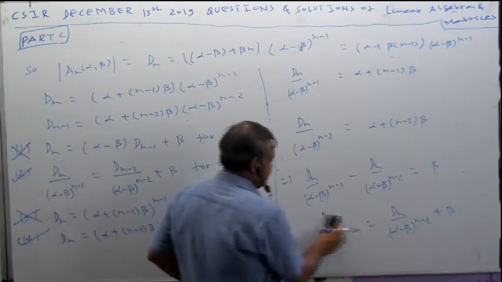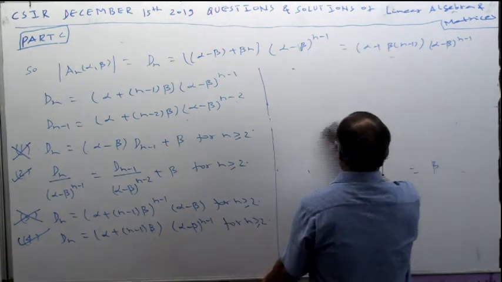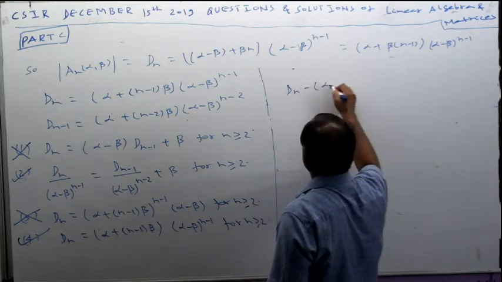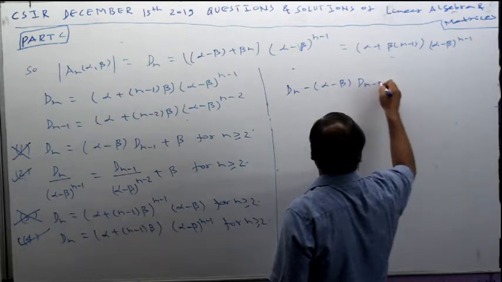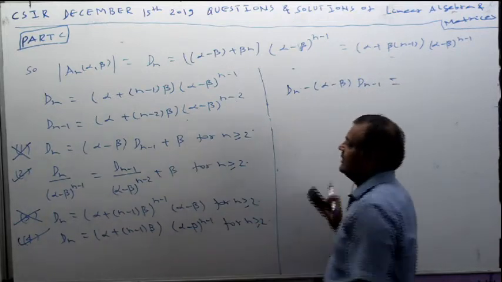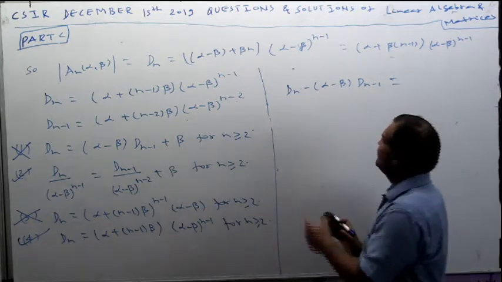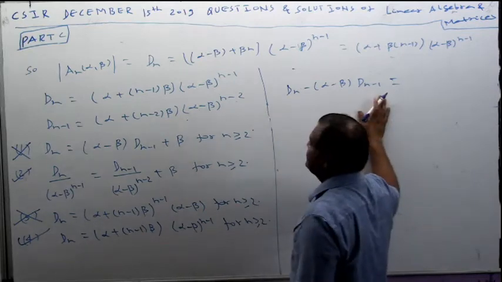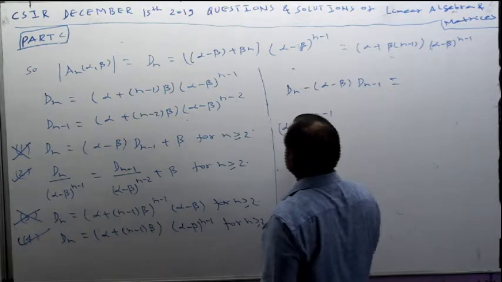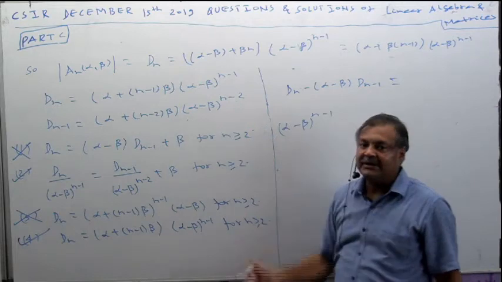If you are interested, let me write. Second is okay. First, before cancelling, I am writing that dn minus alpha minus beta times of dn minus 1. Why am I writing this? I am writing for the first option. Fine. If that is beta, it will be correct. But that is not looking as beta. This into this means you have alpha minus beta to the power n minus 1 common, because it will become alpha minus beta to the power n minus 1.